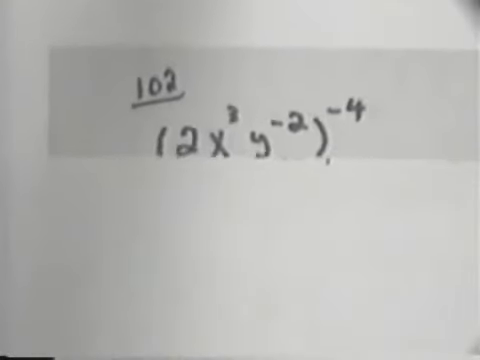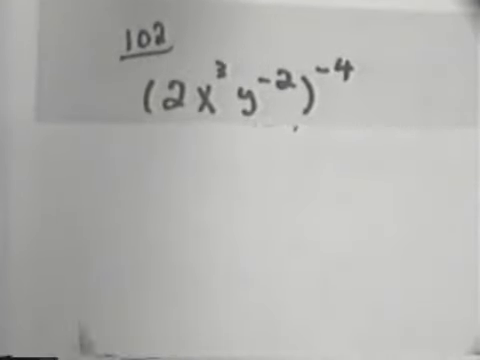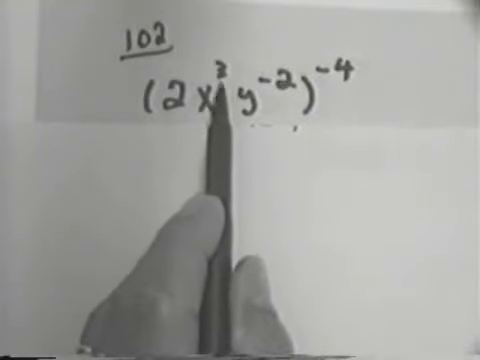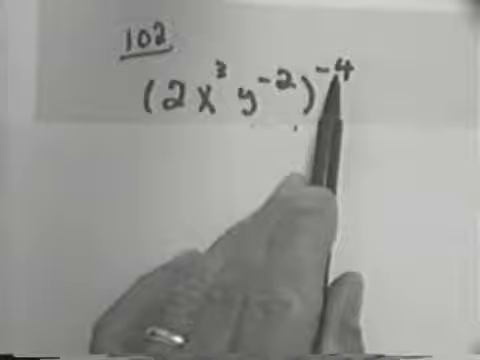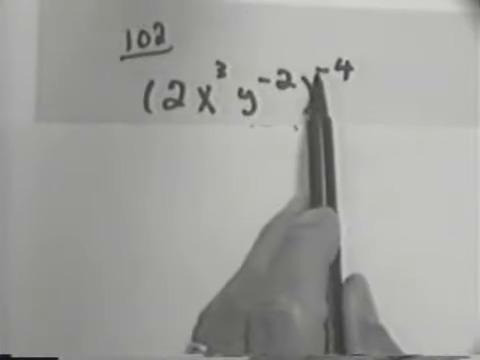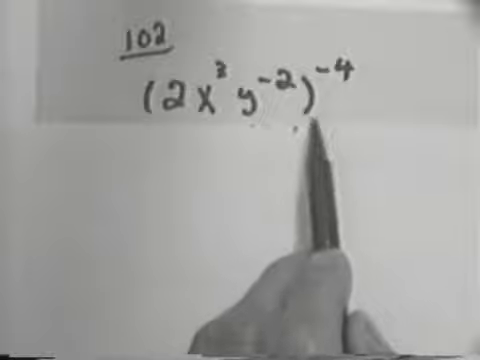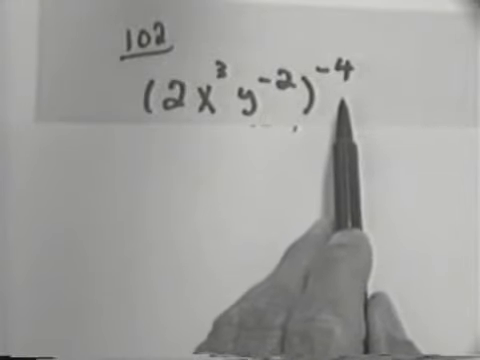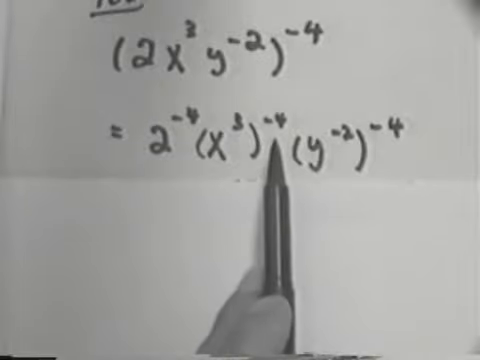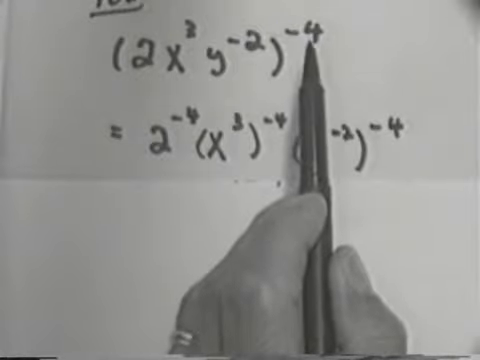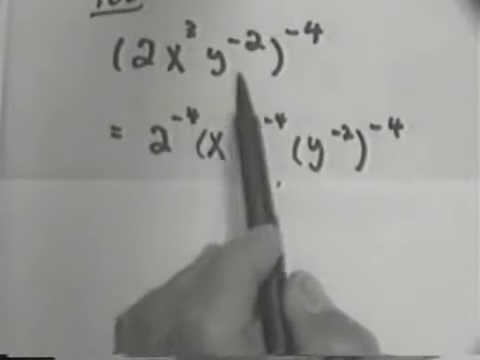Let's look at an example using the last two rules. Let's simplify 2x to the third y to the negative 2 raised to the negative 4 power. First of all, the exponent outside the parentheses applies to all of the factors inside. So it would be 2 to the negative 4, x cubed to the negative 4, y squared to the negative 4.